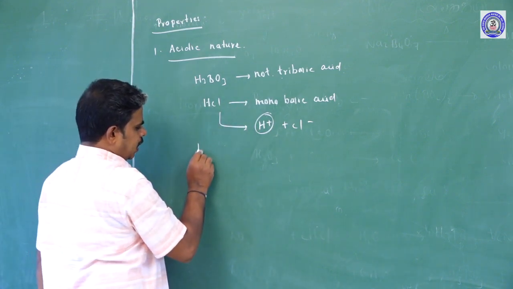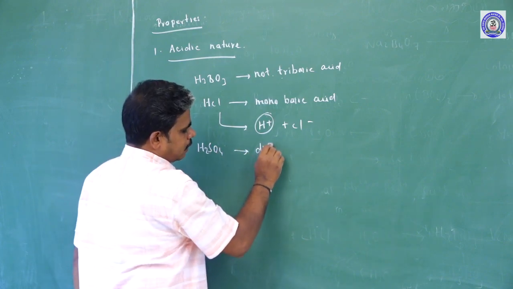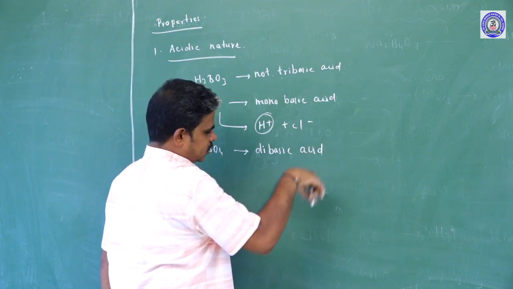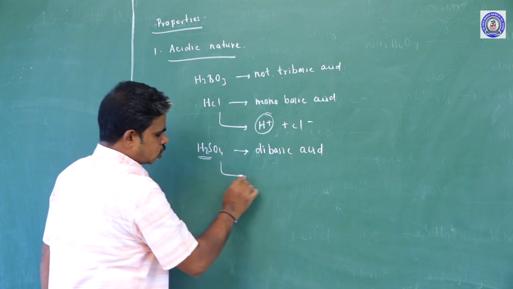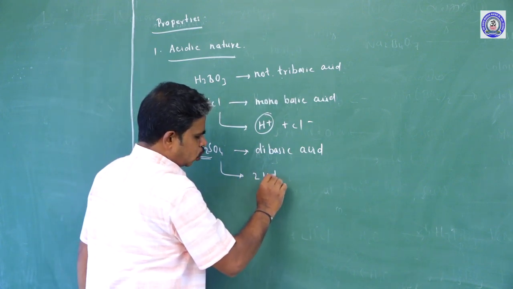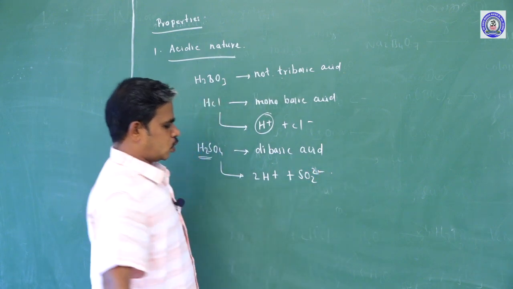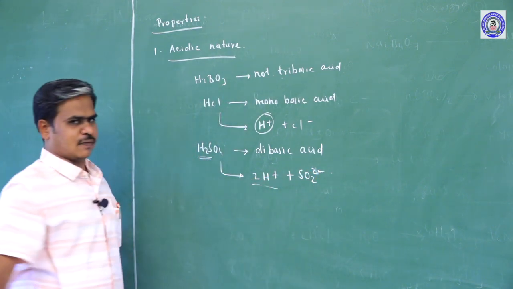And if you take H2SO4, it is a dibasic acid. What do you mean by dibasic acid? It produces 2 protons. So it produces 2H+ and SO4 2-. So, 2 protons are given.